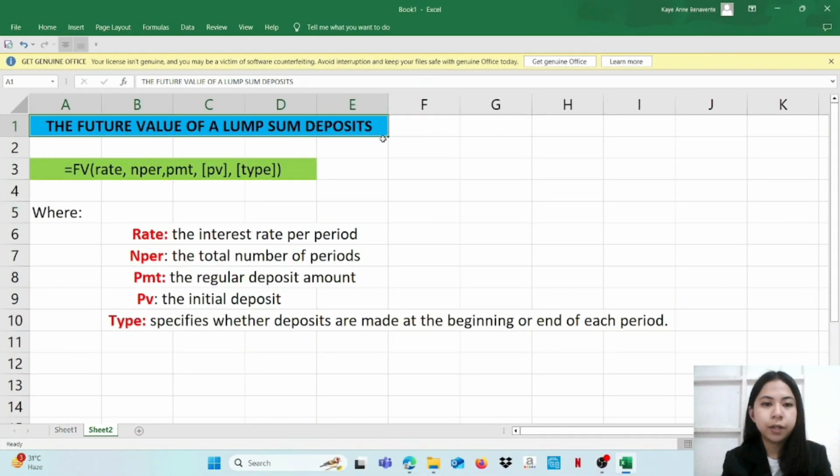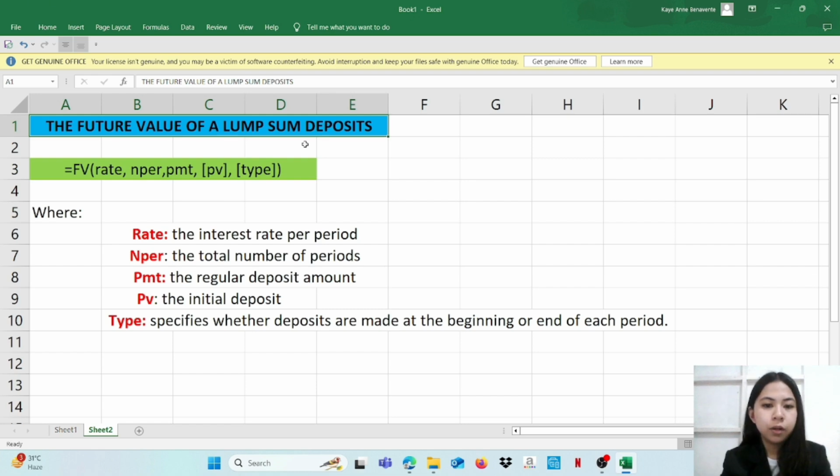So, good day everyone. My name is Trisha Milanes and my topic is all about the future value of lump sum deposits. So, na-discuss naman na sa mga past subjects natin yung tungkol sa future value and lump sum deposits. Now, we will calculate the future value of investment that includes initial deposit and regular monthly contributions. The goal is to determine how much the investment will grow over time, considering compound interest.